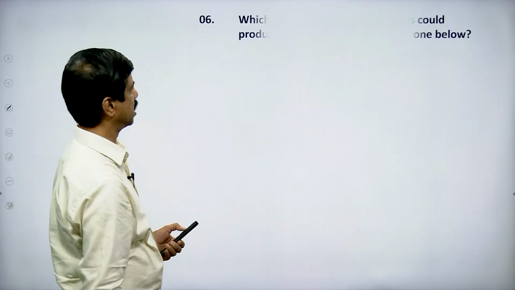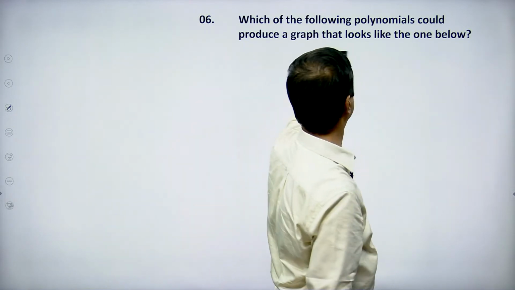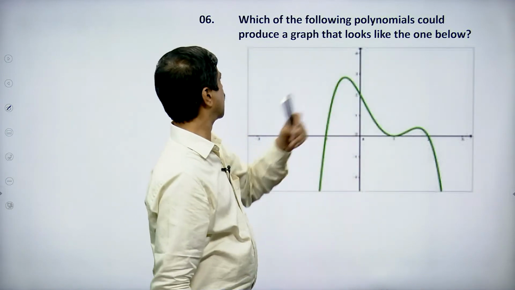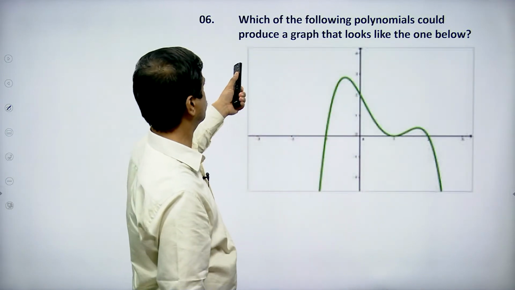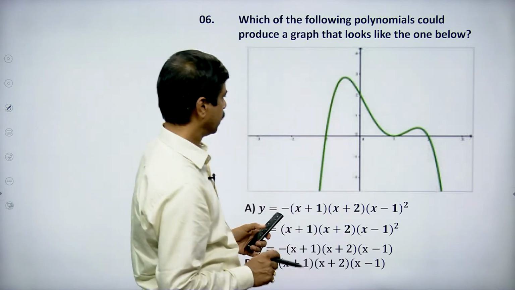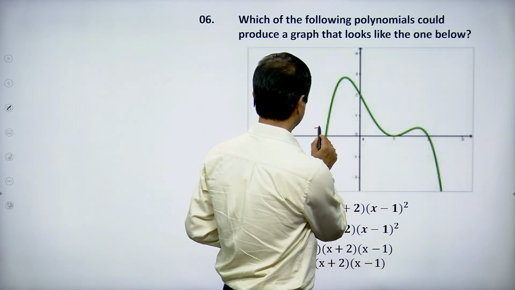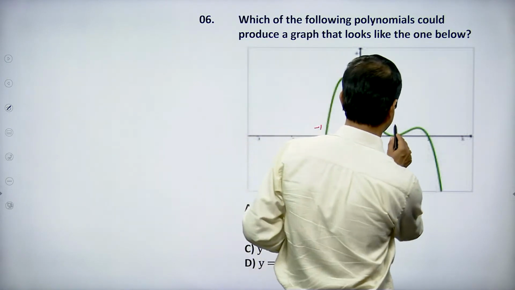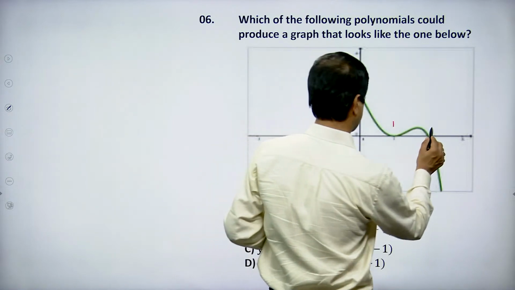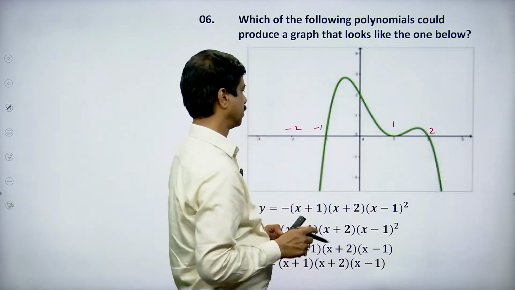Okay children, let us go to the next question. Which of the following polynomials could produce a graph that looks like the one below? So this is the graph. So now children, let us look at these values. That is -1. If I am right, this is -1 and this is 1. Values are not clearly seen, but anyway, I am trying to write this -2, -3 and so on.